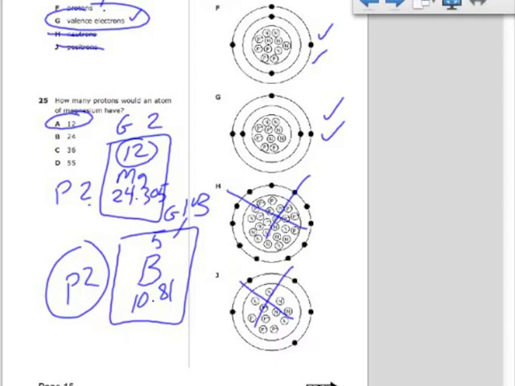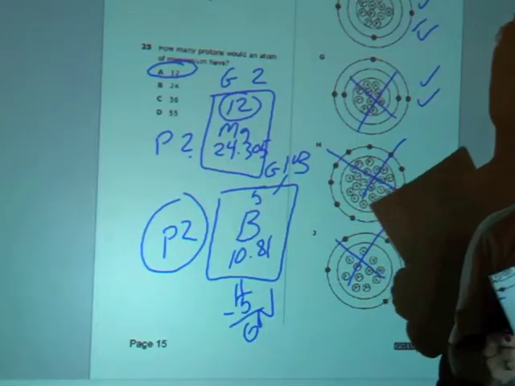Neutrons, 10.81. So 11 minus 5. What do we have there? 6 neutrons. Okay, so let's count our neutrons. 1, 2, 3, 4, 5, 6. This one checks out. 1, 2, 3, 4, 5. This one does not check out. The answer is F. You had to finally get down to the neutrons to figure it out. Okay, any questions there?